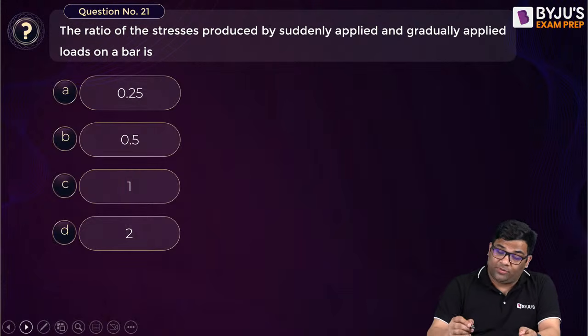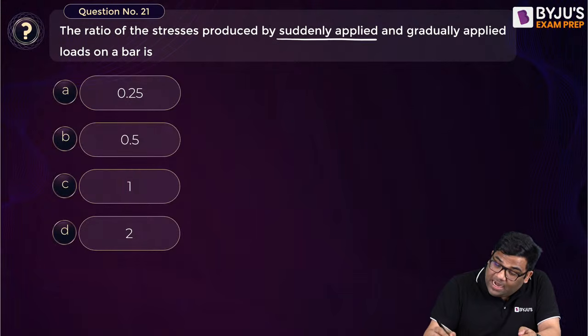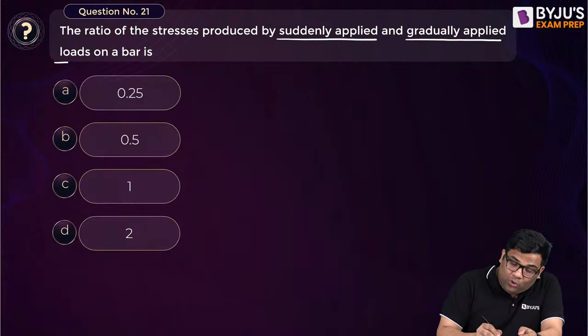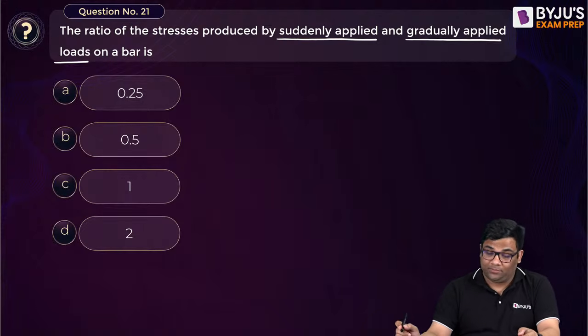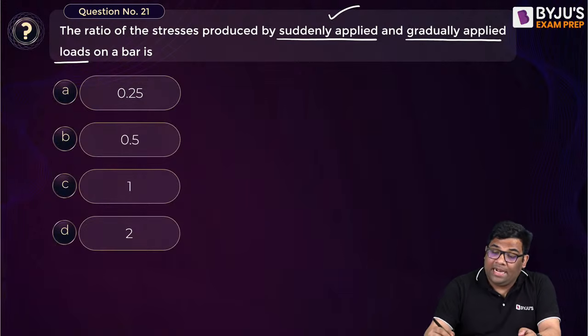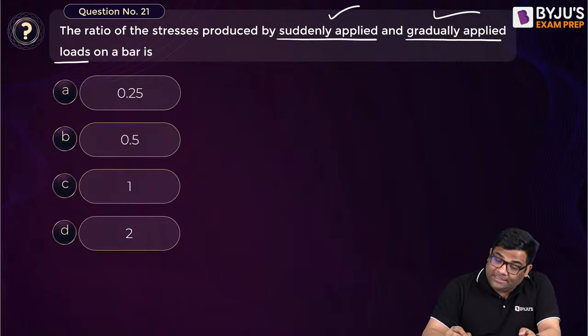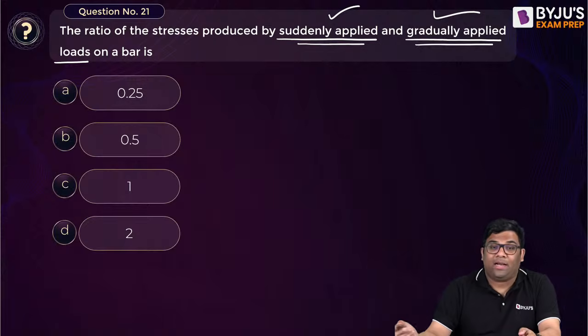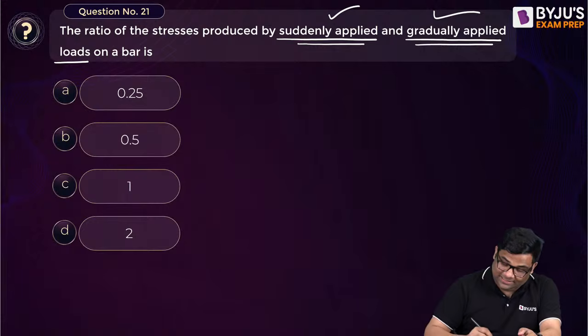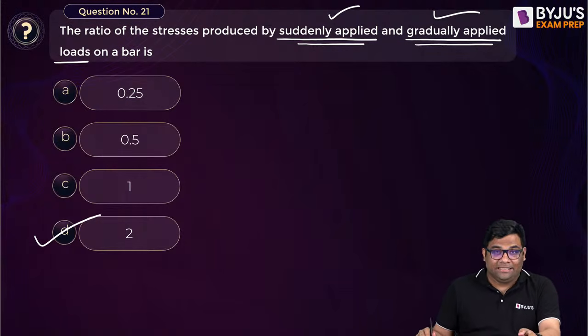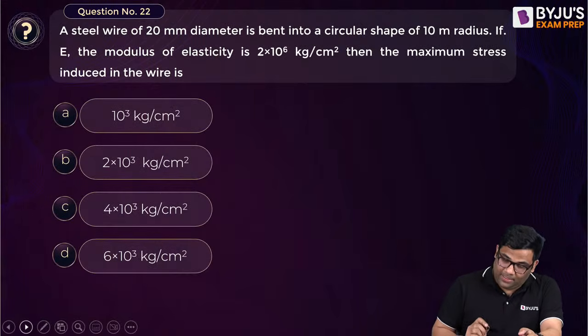Next question, question number 21. The ratio of stresses produced due to suddenly applied and gradually applied loads on a bar is what? The ratio of stresses due to suddenly applied and gradually applied. Answer this question. Very straightforward question. What is the answer? Yes, the answer is D. Yes. Next question.